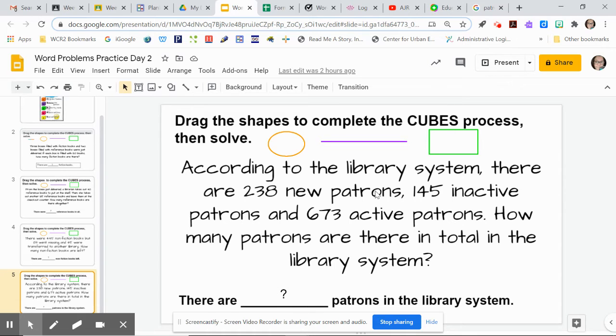We're just trying to expose you to different things. So if you don't know what a certain word is, don't let that get you hung up on knowing how to do the math. Just look it up. Use your resources, okay? All right, so moving on here, it says drag the shapes to complete the cube's process.